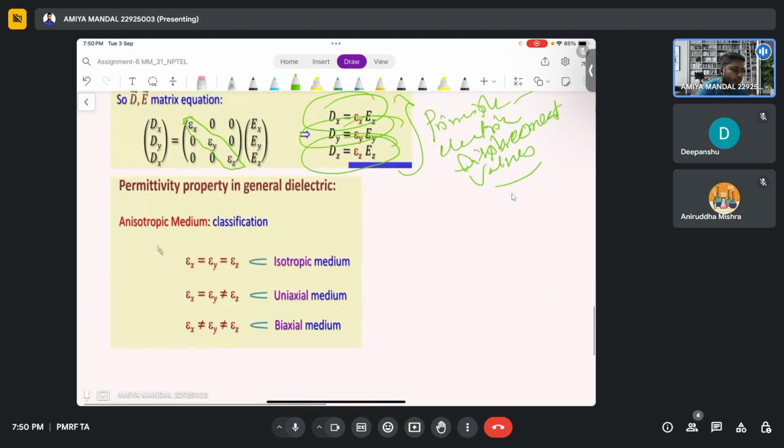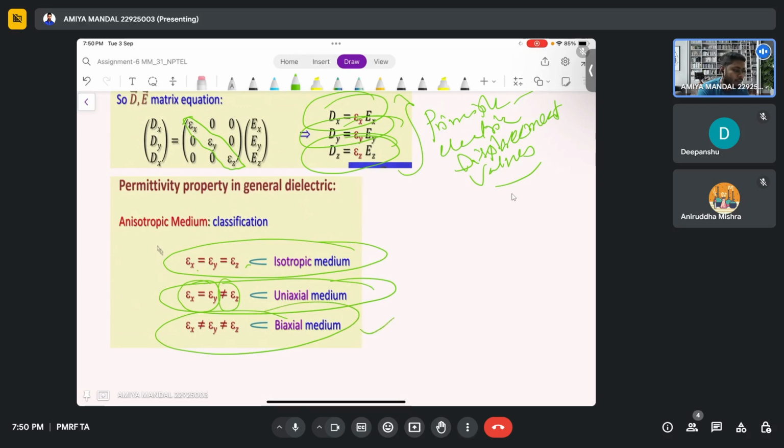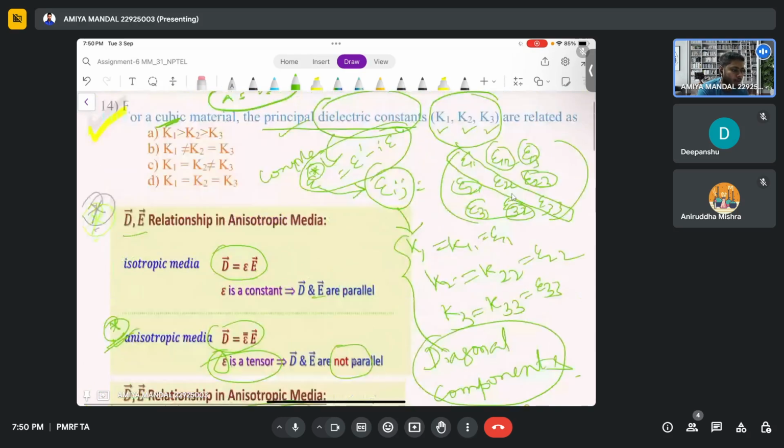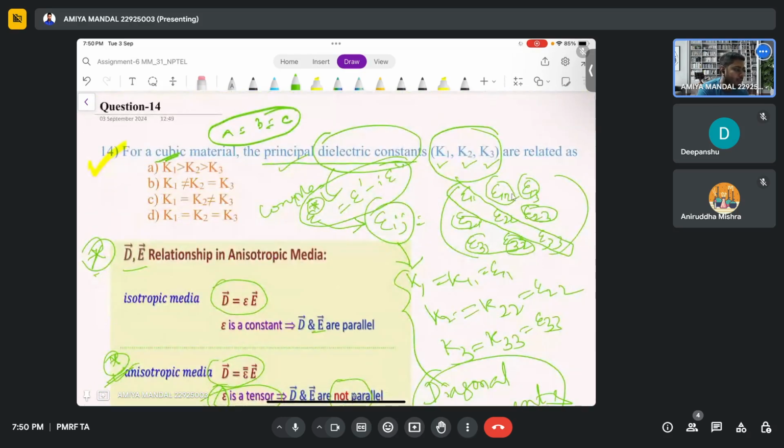So for an isotropic medium, Ex, Ey, Ez are all equal. For a uniaxial medium, only two components are equal, the other is unequal. For a biaxial medium, all are unequal. These are some concepts regarding this, and on the basis of this, you can easily say that a cubic material is an isotropic medium, and for an isotropic medium, only this option will be correct.